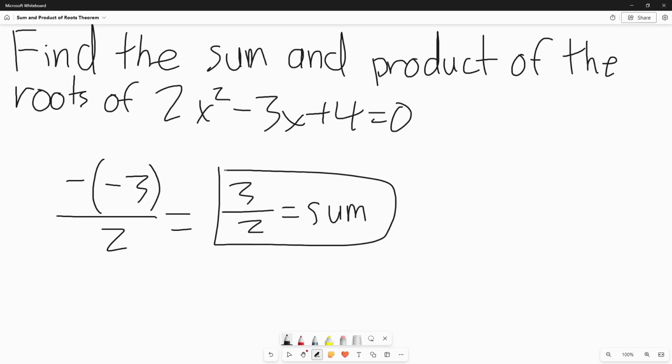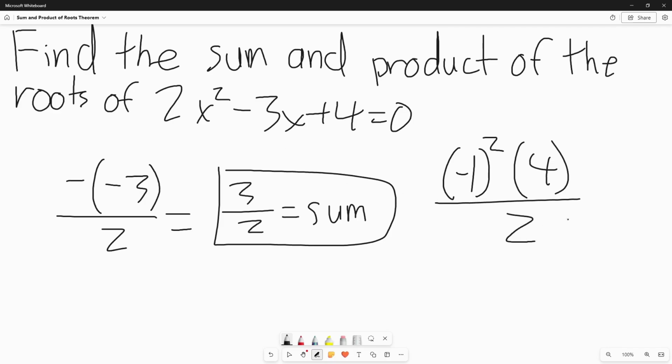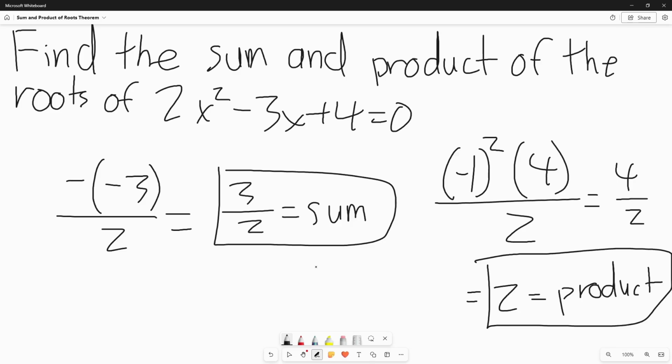And now let's find the product. For the product, we need to do negative 1 to the power of 2 because that's the degree of this polynomial, times the constant, or the last term in the equation, which is 4 here, all over the leading coefficient again, which is 2. Negative 1 squared is just 1. So this is just 4 over 2, which is equal to 2. And this is the product. This is a pretty easy problem. You just plug every single number into the formulas you have memorized.